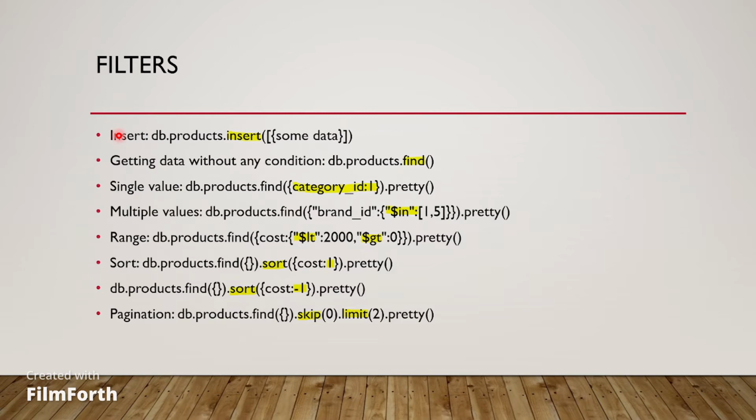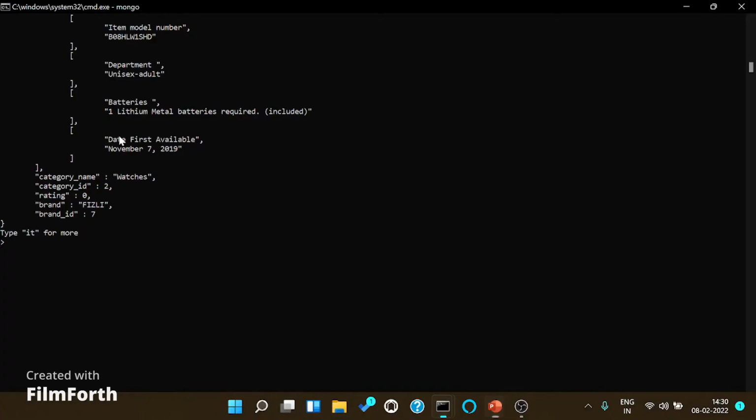Now to create or to insert any new data, we can use db dot. Previously we have seen that there is only one single collection named products. Now let us create one more collection. To do that, we have to run the following command, which is db.collectionname. In this case, I'm going to use users.insert, and this insert method is going to take an array of objects.